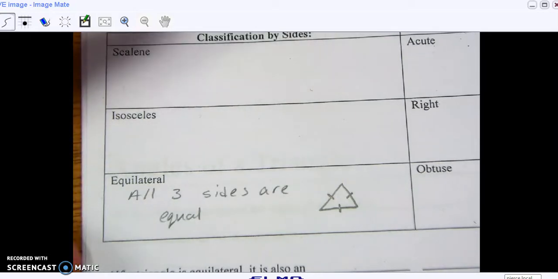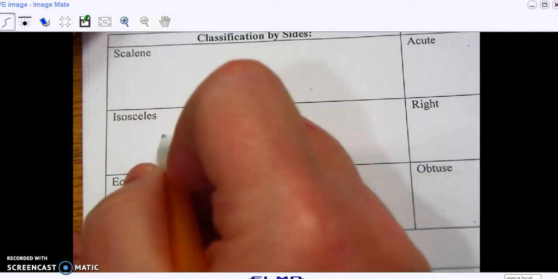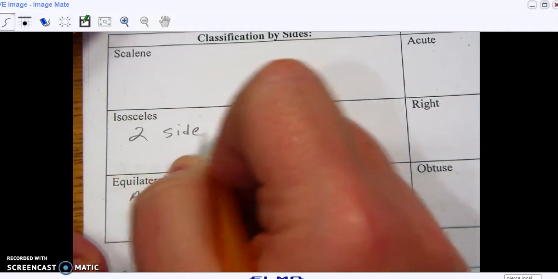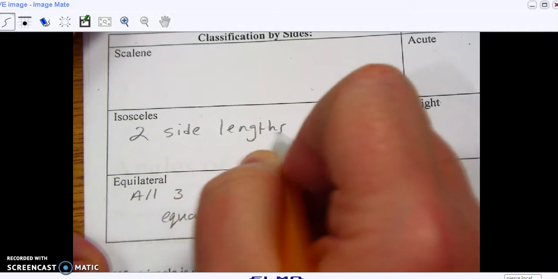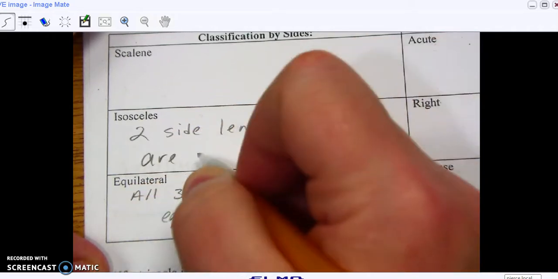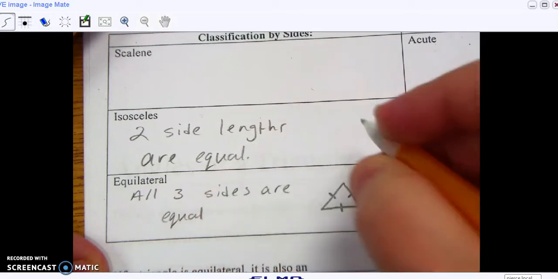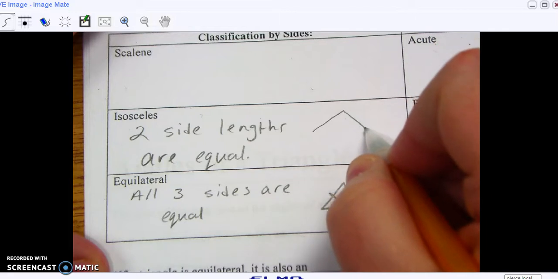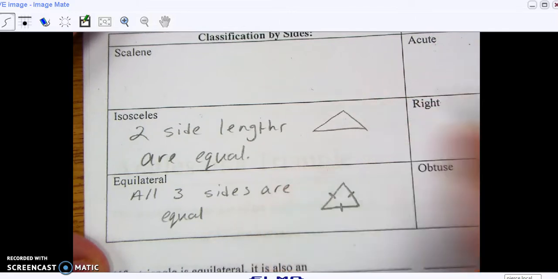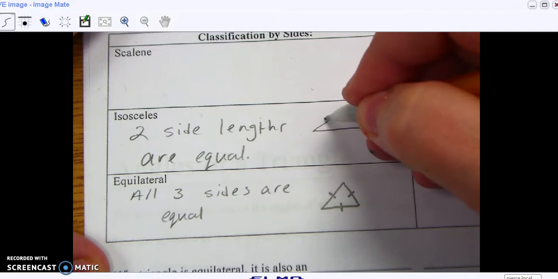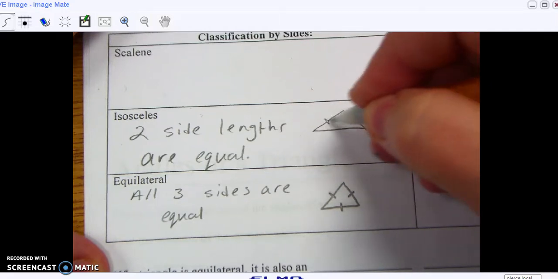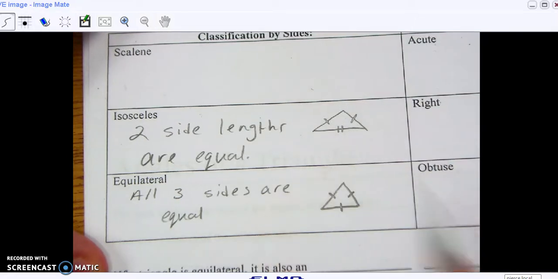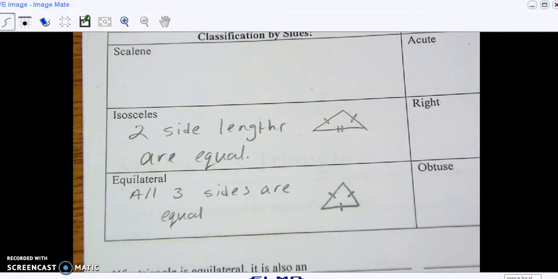Now an isosceles triangle is where 2 side lengths are the same. So 2 side lengths are equal. It's going to look similar to this. You'll have 2 that are the same and 1 that's longer. So the way that we note that is we say this one is the same as this one. These 2 are the same, but this one's different. It's longer, so I put 2 tick marks there. Also looks coincidentally a little bit like Darth Vader.